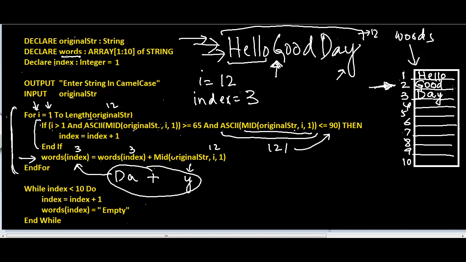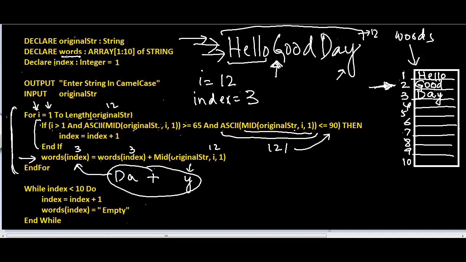So this loop stops now, and what we've done successfully is that we have broken our camel case string into 3 words, because in this example, hello good day, we could have broken it into 3 words. So our program has effectively done that, and each word has been saved in a separate element of the array.